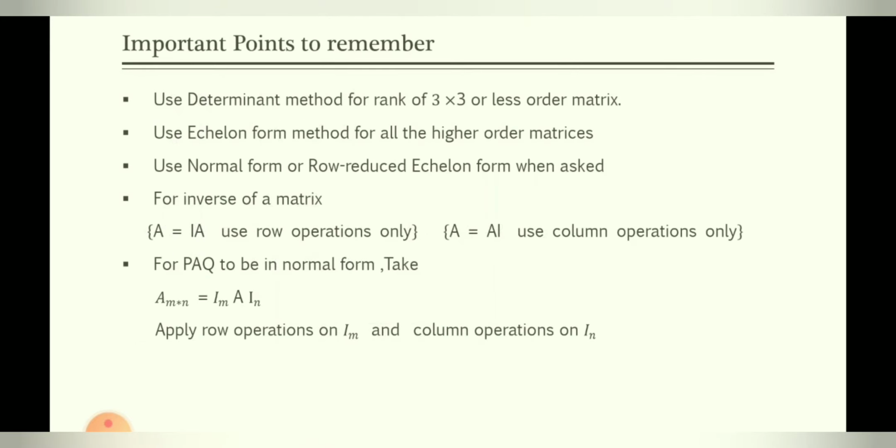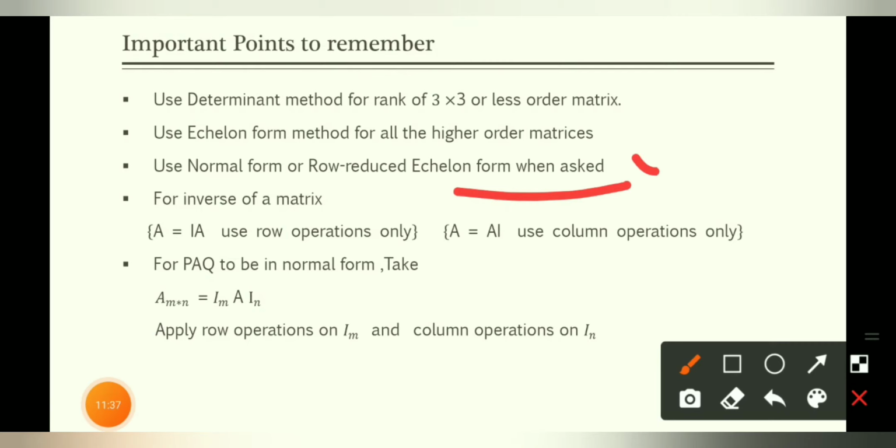So this is all for finding rank, changing to normal form, row reduced echelon form, and finding inverse. So the points to remember here are: first, use the determinant method to find rank only when the matrix is of order 3 by 3 or less. Only those questions will be solved easily using the determinant method. And if the matrices are of higher order, then we use echelon form of the matrix. Normal form and row reduced form are used only when they are asked in the question. Usually we do not solve them, but if the question demands it, then we use them.